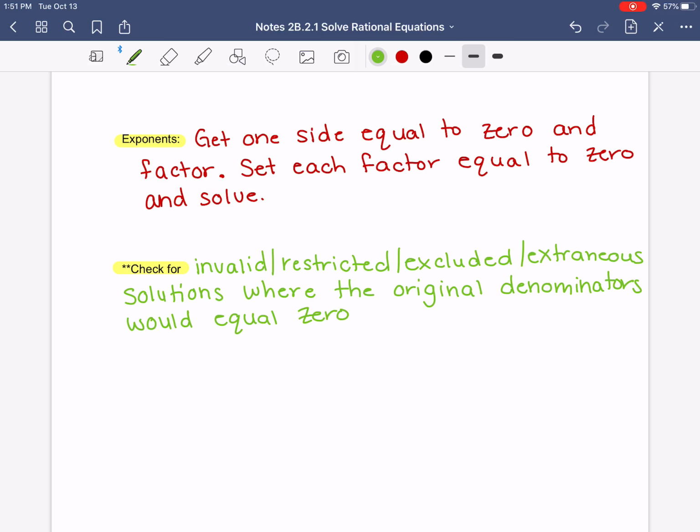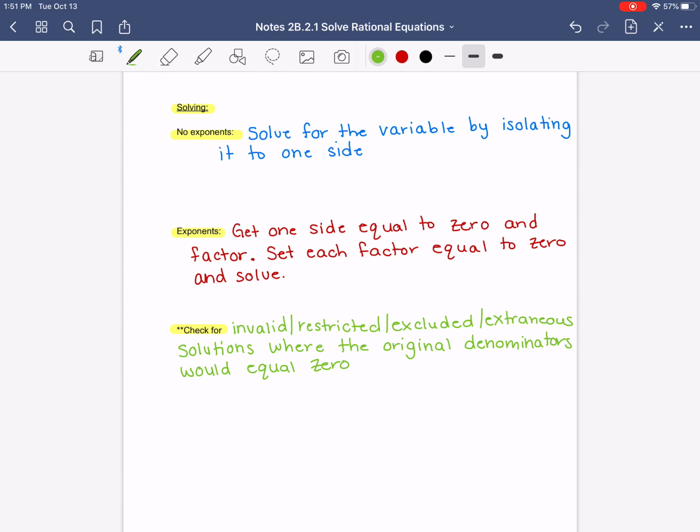So that's going to be the second picture for our notes. We'll be talking about solving. Once you get to the solving step, if you have no exponents, really easy, just isolate x. If you see exponents, you have to factor, set each factor equal to 0, and then solve each of those. You do have to double check your answers, make sure they are not extraneous and that they work.